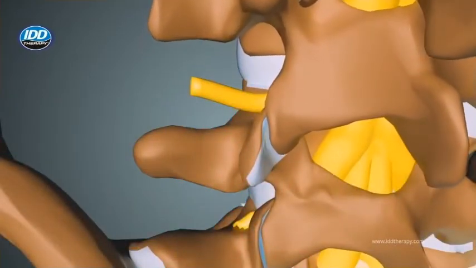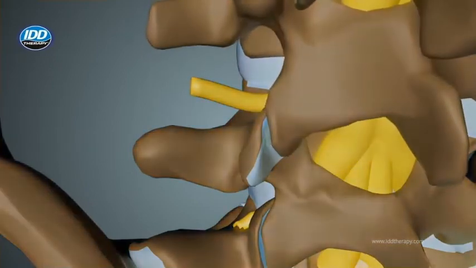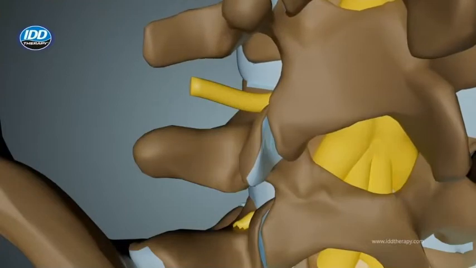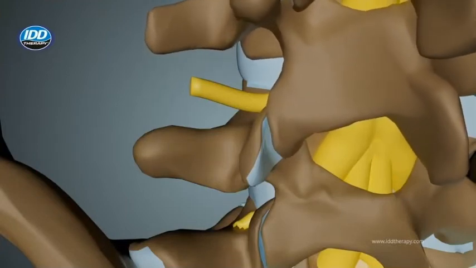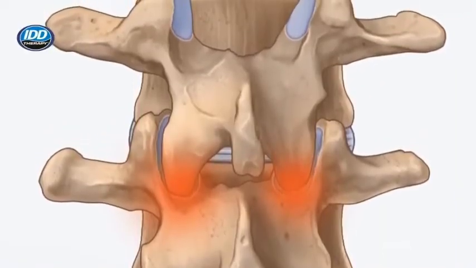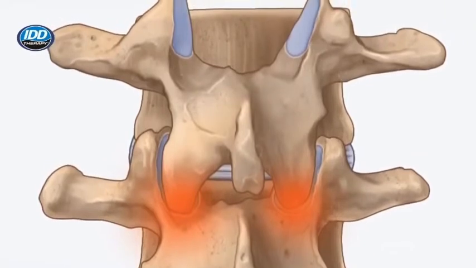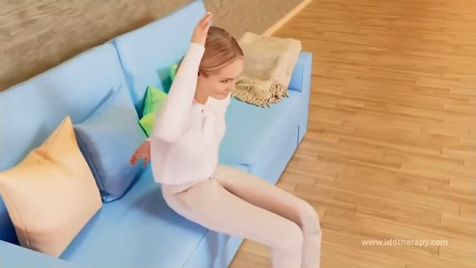The facets are small joints in the back of the spine surrounded by cartilage and synovial fluid to keep them lubricated. They provide load-bearing support to the spine and help with a wide range of movements like bending. Facet joint disorders typically occur alongside disc problems and can have overlapping symptoms. Degeneration of the intervertebral disc may result in concurrent degeneration of the lumbar facets as well. Understanding intervertebral differential dynamics, IDD therapy.